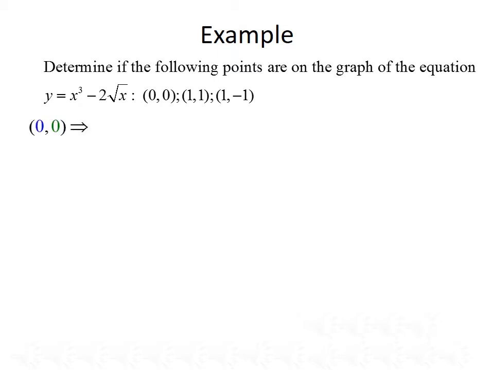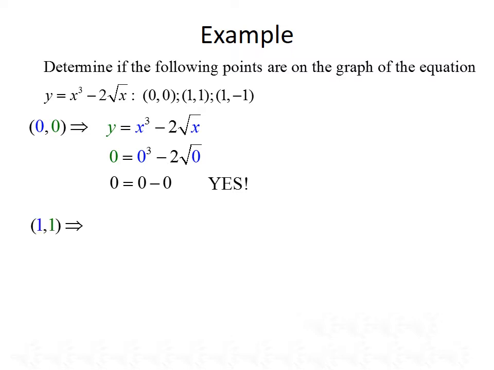Let's start with the point (0, 0). Our x-coordinate is 0, and our y-coordinate is 0. So we'll plug 0 in for x and 0 in for y, giving us 0 equals 0 cubed minus 2 times the square root of 0. Now we want to simplify and see if this is a true statement. If we simplify, the left-hand side stays 0, 0 cubed is 0, and 2 times the square root of 0 is 0, so we have 0 equals 0 minus 0, which of course is true, so this point is on the graph of the equation.